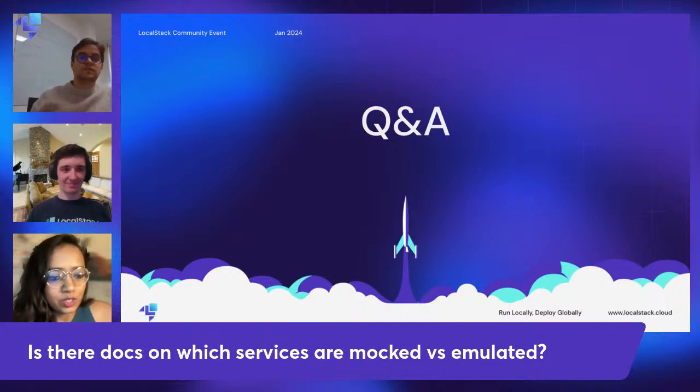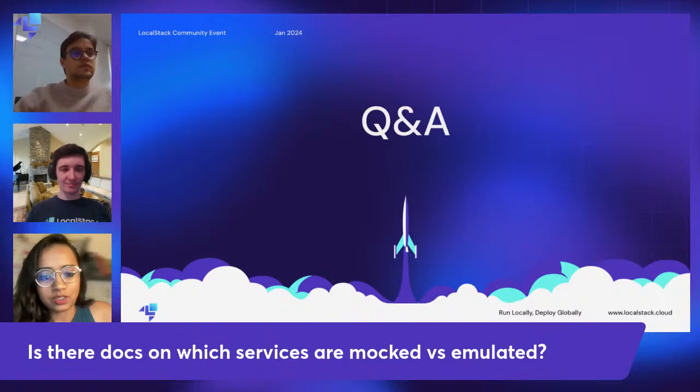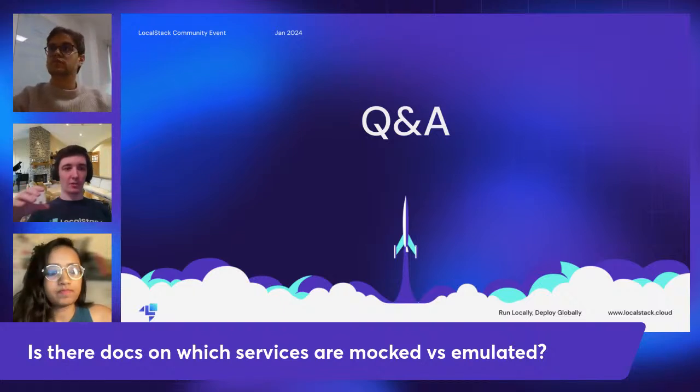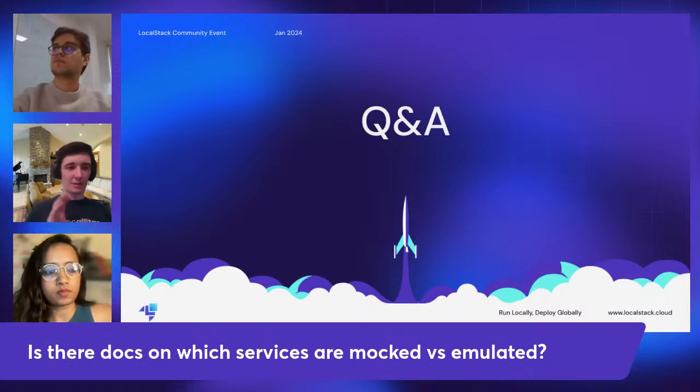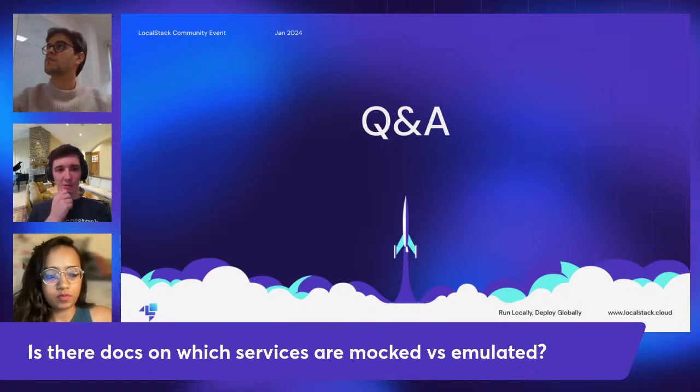Someone asked, is there any docs on which services are mocked versus emulated? Yes, great question. In fact, we do. On the docs page, under user guides, we have a highlight page called feature coverage. And there you have a table where for each service, in fact, for each API operation, you can see whether it's CRUD, basic mock, or emulation. So yes, we're continuing to evolve that. And please give it a go and see whether that answers any questions you have.